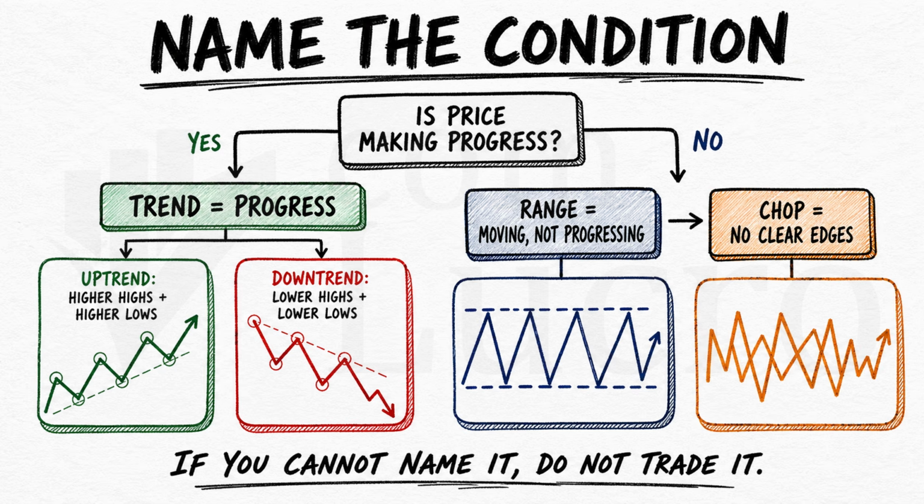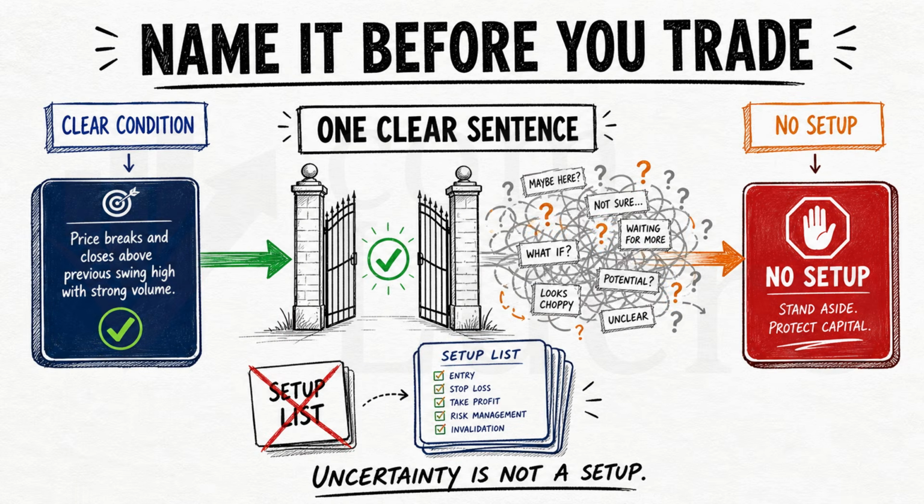If it is moving but not progressing, you are in a range. The highs stop extending, the lows stop extending, and price turns at the same 2 edges more than once. And if you cannot draw those edges at all, you are in a choppy market. So name the condition first, and only then open your list of setups. If naming it takes more than one sentence, the correct setup is no setup at all.